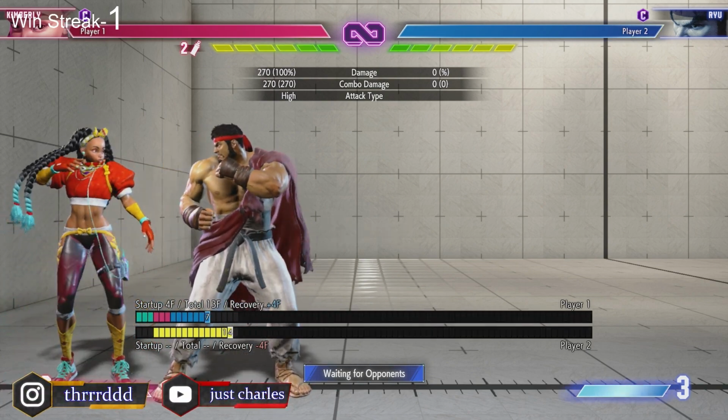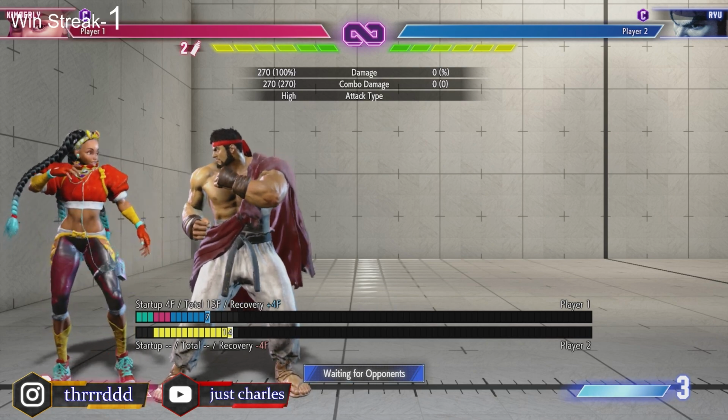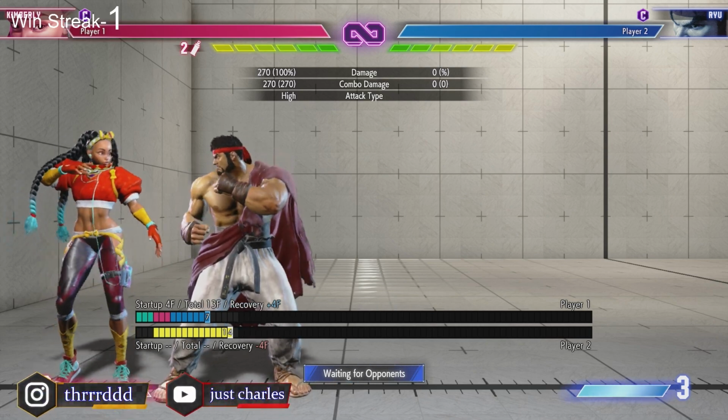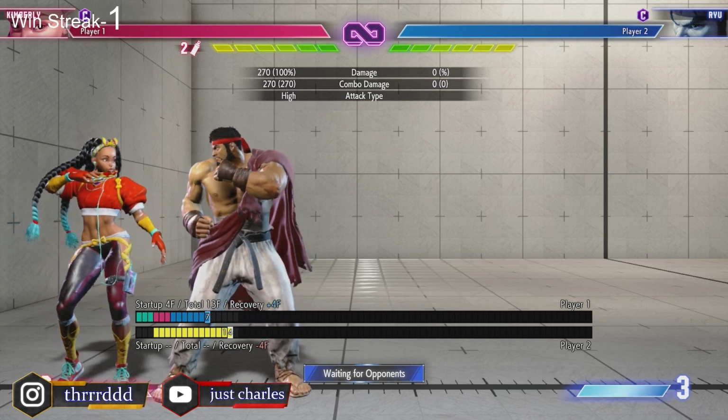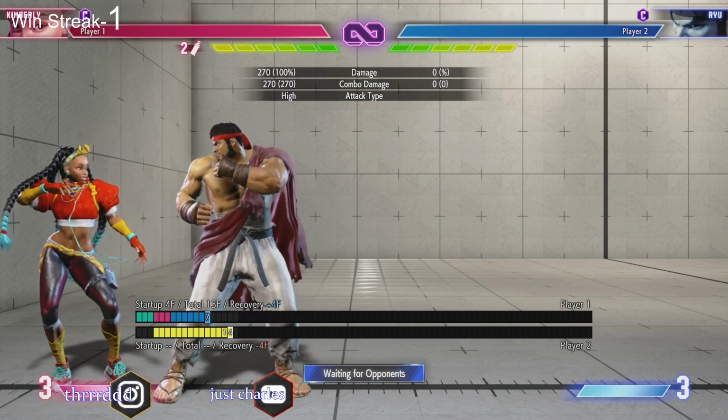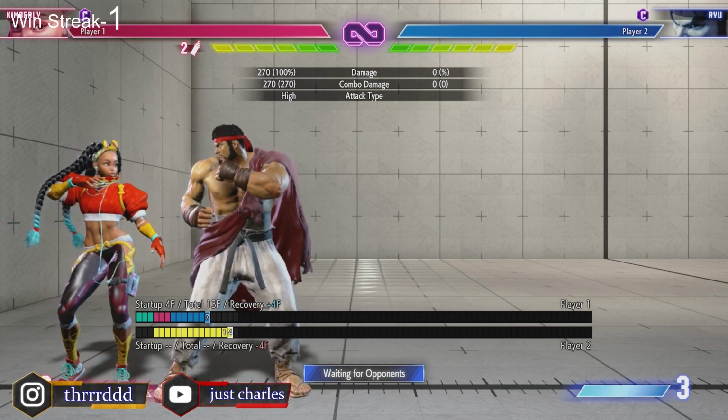The total frames really don't matter. You really don't have to pay attention to it. But what matters is startup and recovery. That's what you really want to pay attention to.